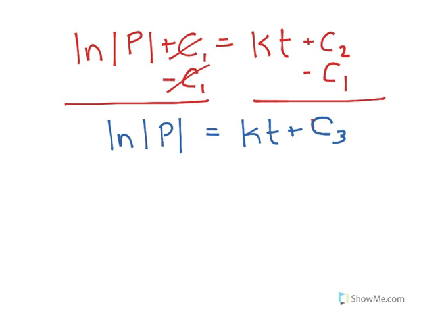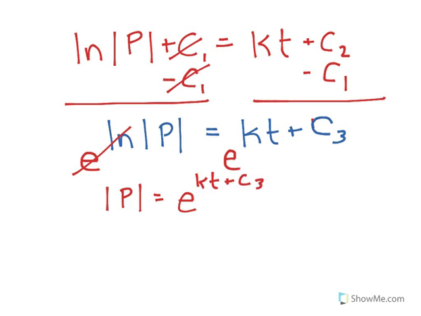So I'm trying to get P by itself. I can see it's ln in there. Well, how am I going to get that to go away? I'm going to e both sides. And what's going to happen is these are going to cancel out. And I'm going to get the absolute value of P equals e to the kt plus C3, by e on both sides.